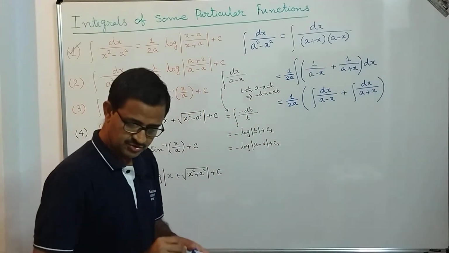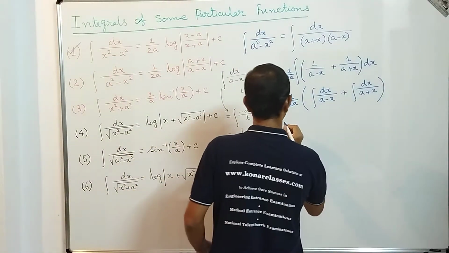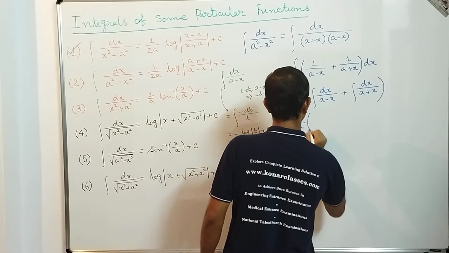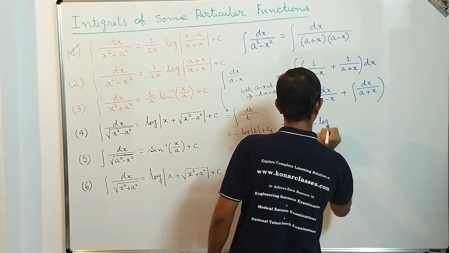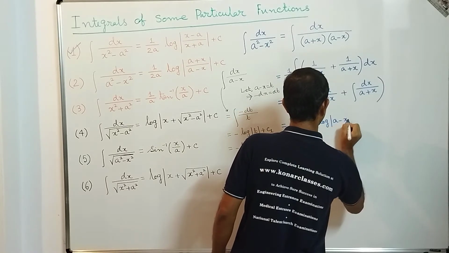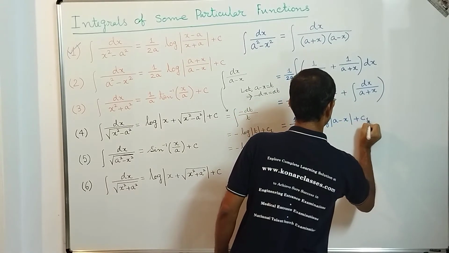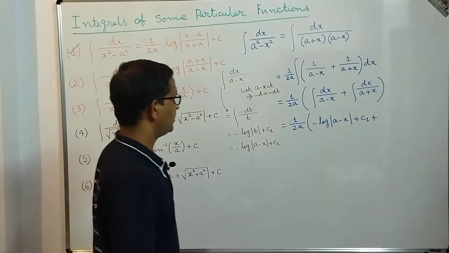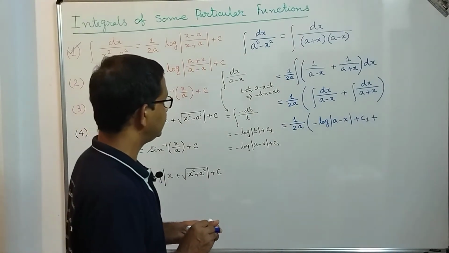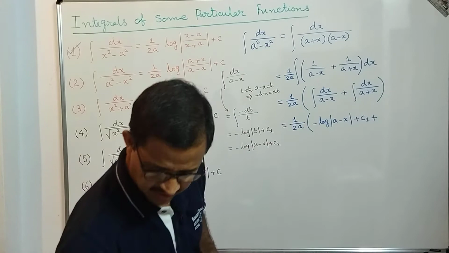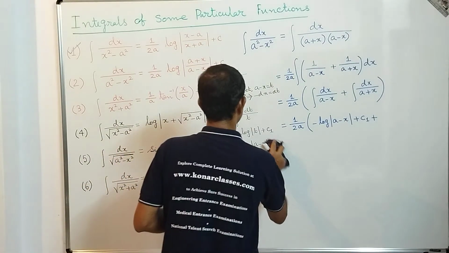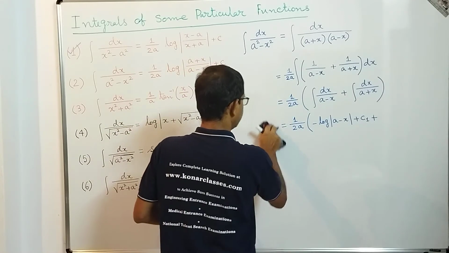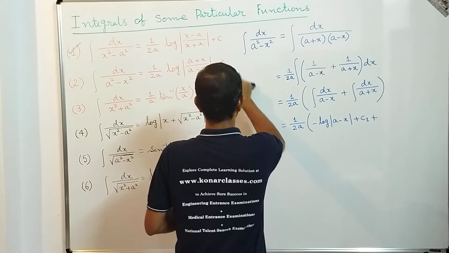As we found out, let us write it here. So what we get here, dear students, is 1 by 2a, and here we get minus log of mod a minus x plus c1. Now plus, in a similar manner, we can perform the integration of dx by a plus x. How? Let me show you. Let me clean this particular portion and find the integration of dx by a plus x.